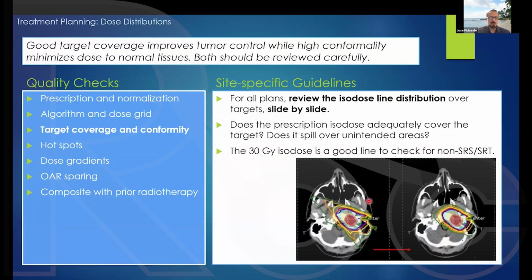Here's an example, right? You can see that you have two plans, one where the dose has a lot of spillage. You see that the dose spills out of the target. You're not hitting any OARs that are getting any dose that the DVH is showing, but this plan is not very good, right? It should be a lot more conformal. So in this case, looking at the 30 gray isodose is always a good way to check for non-SRS SRT cases.